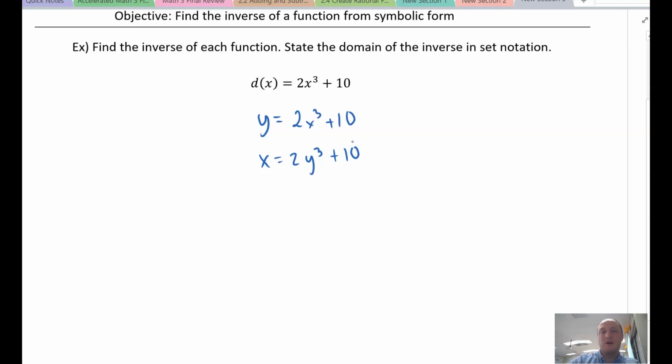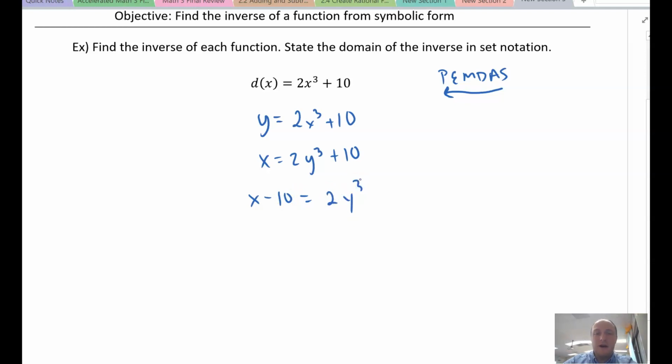Okay, now I want to solve. There's a lot going on here, and people often make mistakes in undoing or isolating a variable. So here's PEMDAS. Again, if you're undoing stuff, you work backwards. So I'm going to subtract 10 on both sides. X minus 10 is equal to 2y cubed.